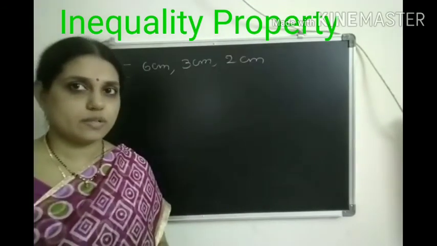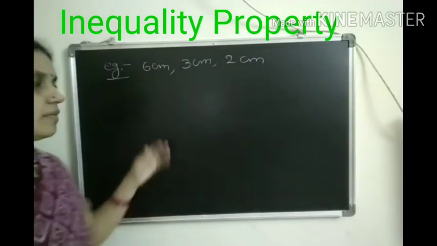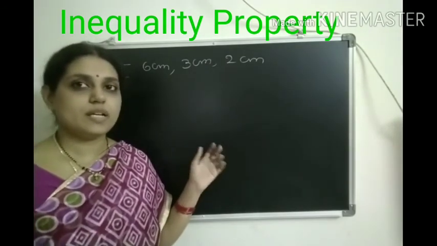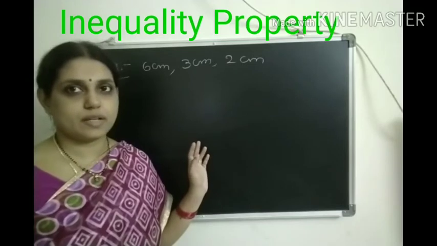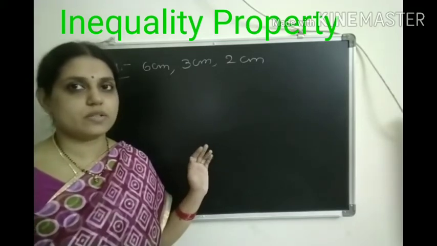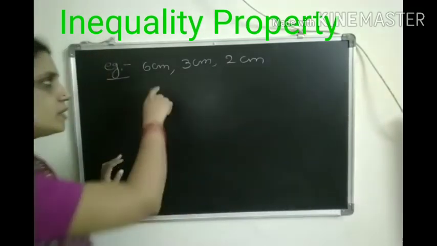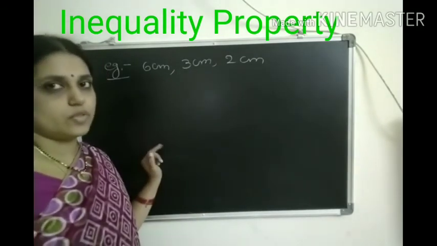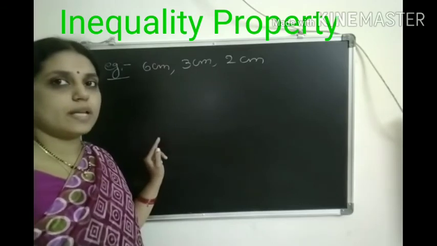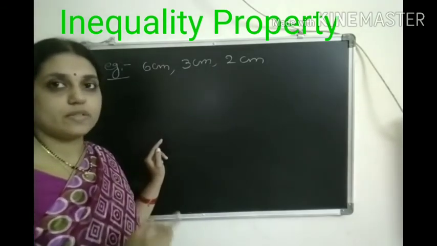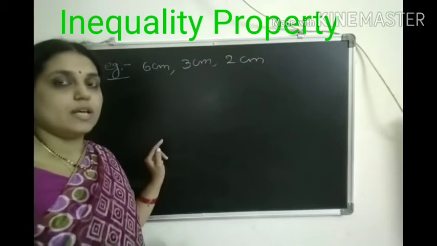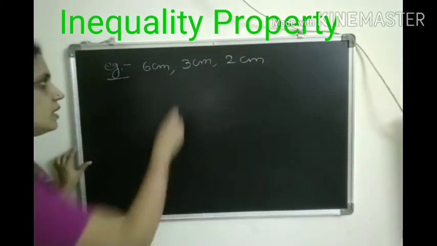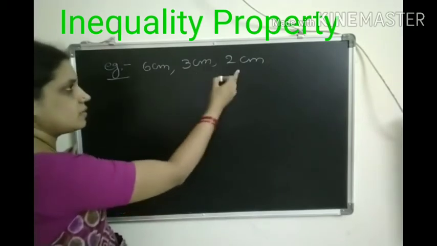Now let us check with one example. So here from the inequality properties, what we can understand is that from any and every measurements we cannot form a triangle. Okay, with all the measurements it is not at all possible. So here the given measurements are 6 centimeters, 3 centimeters, 2 centimeters. Now we have to check whether we can form a triangle with these measurements or not. But actually we are not going to do any construction here. Using the inequality property only we are going to find out. So here 6 centimeters, 3 centimeters, 2 centimeters.